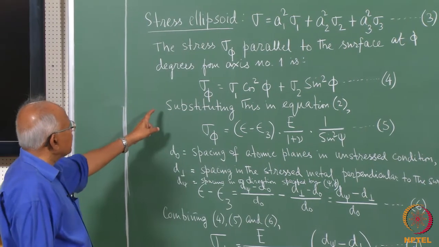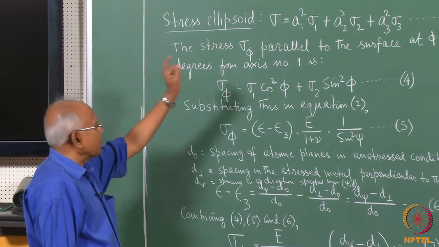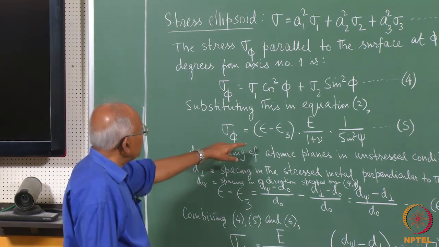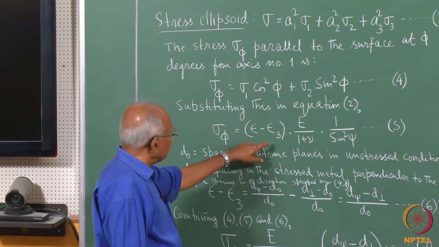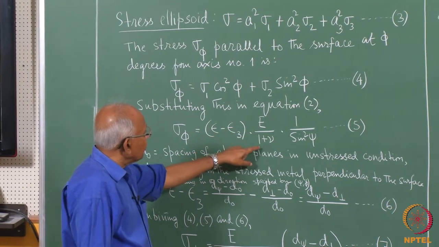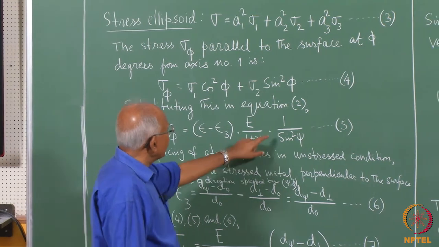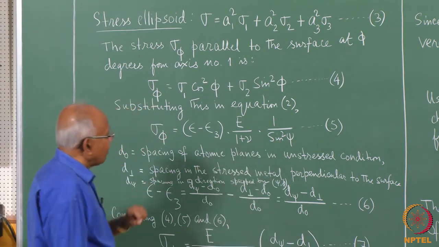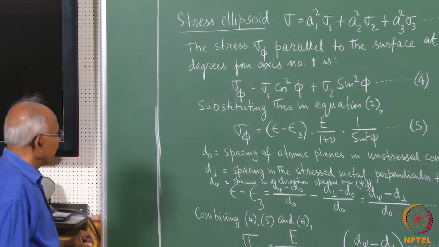Now, if we substitute this in equation 2, then we find sigma phi is equal to (epsilon minus epsilon 3) into E divided by 1 plus nu, the whole thing multiplied by 1 upon sine square psi. This is our equation 5.